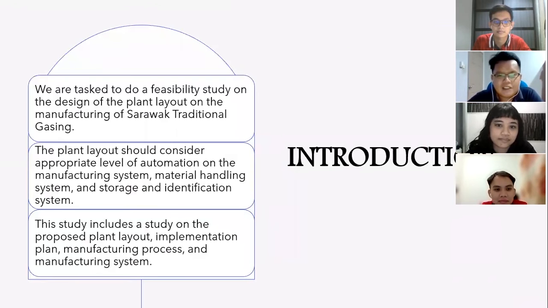For this assignment, we are tasked to do a feasibility study on the design of the plant layout for the manufacturing of the Sarawak traditional gasing. The plant layout should consider an appropriate level of automation in the manufacturing system, material handling system, and the storage and identification system. This study includes a study on the proposed plant layout, implementation plan, manufacturing process, and manufacturing system.